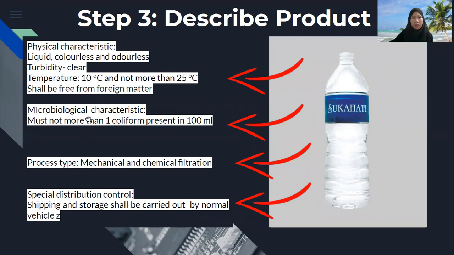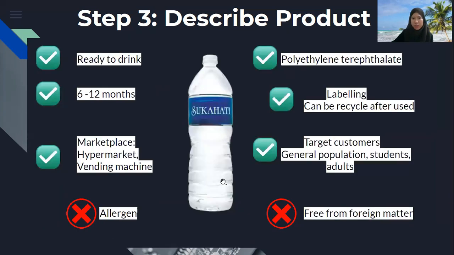The microbiological characteristic is that it must not have more than one coliform present in 100 milliliters. The process steps that it undergoes are mechanical and chemical filtration, and for the special distribution control, shipping and storage shall be carried out by normal vehicle. So the description continues. It is ready to drink.